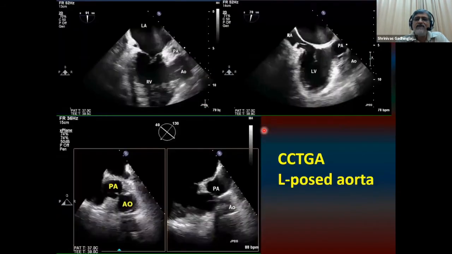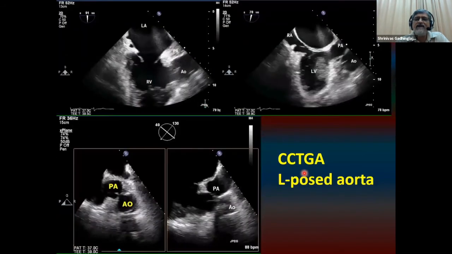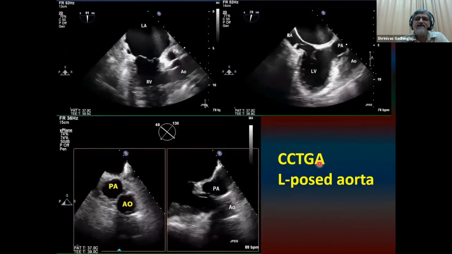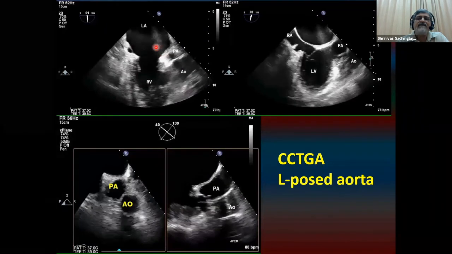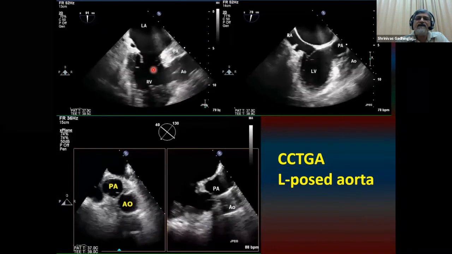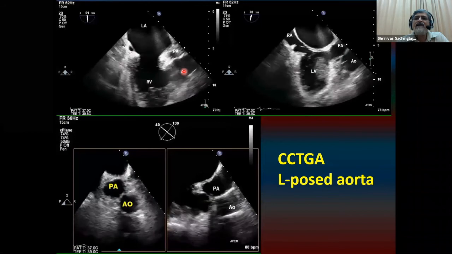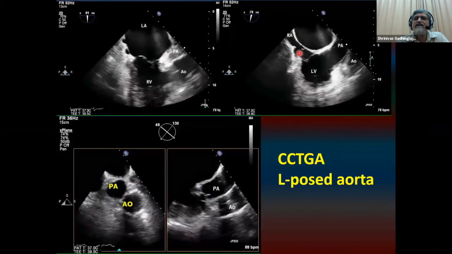Next, if you see the L-pose aorta in a congenitally corrected TGA, what happens here is that LA will drain into RV, RV will drain into aorta, and RA will drain into LV, and LV will drain into PA.